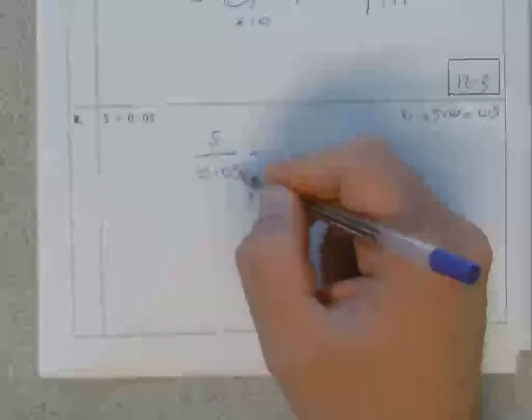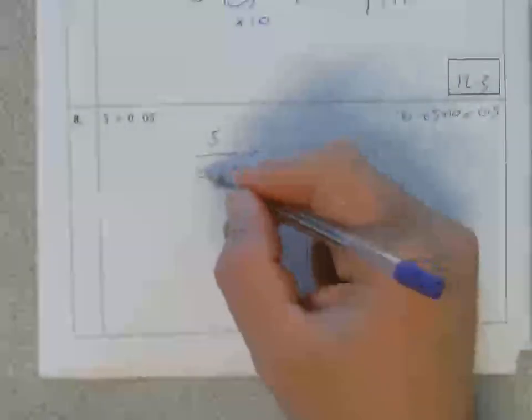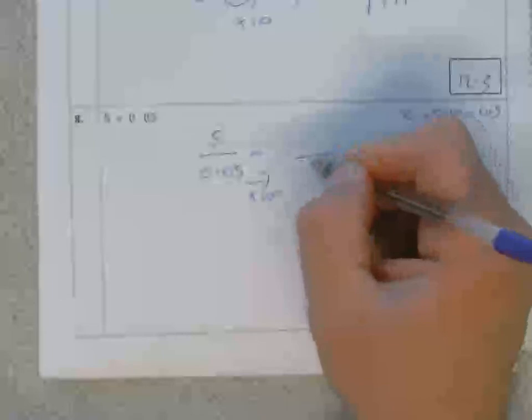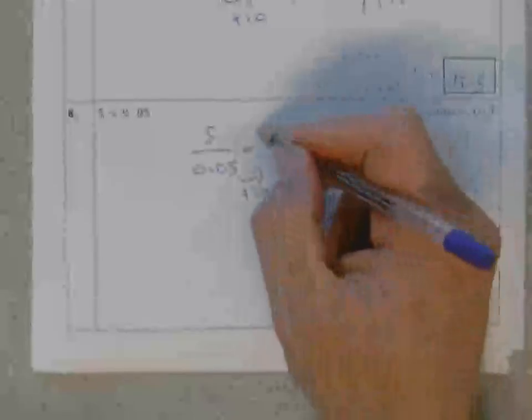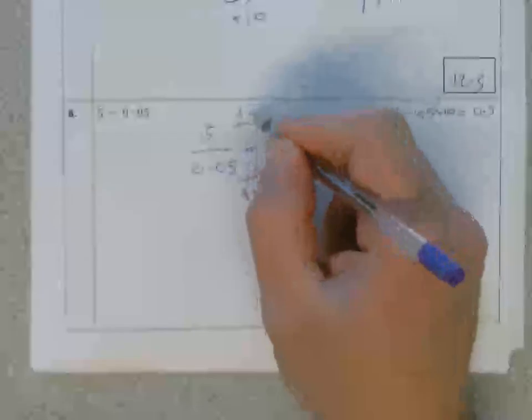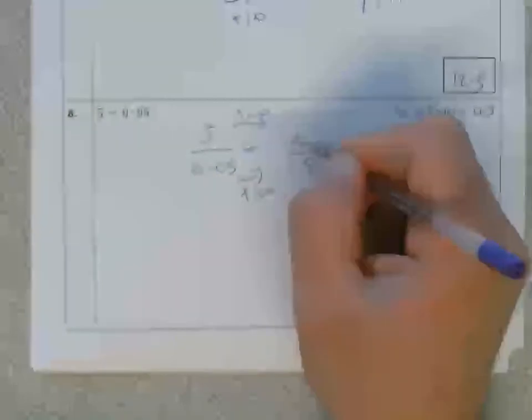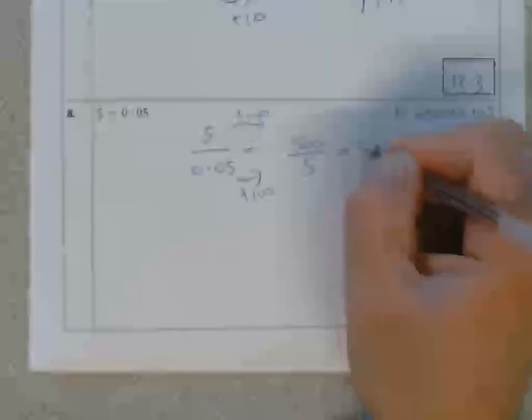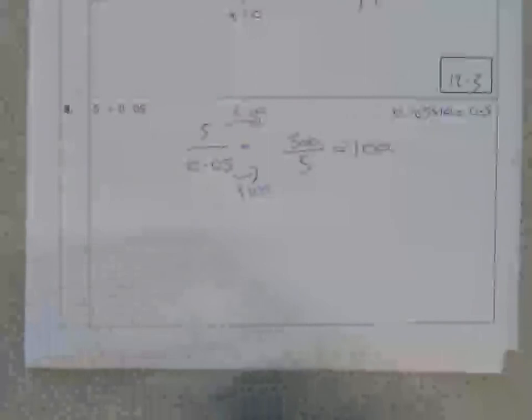course, timesing it by 100 makes it 100 times bigger, so that 5 will end up in the units. So in the bottom then, you just get 5. Times the top by 100, and you get 500. And 500 divided by 5 is just 100. Job done.